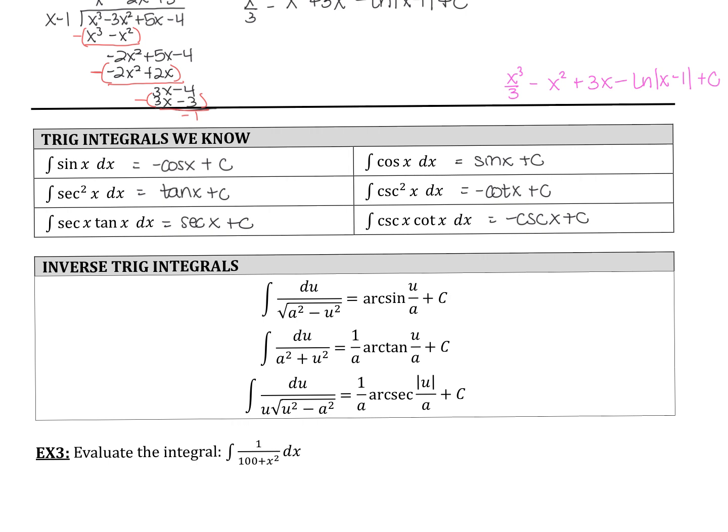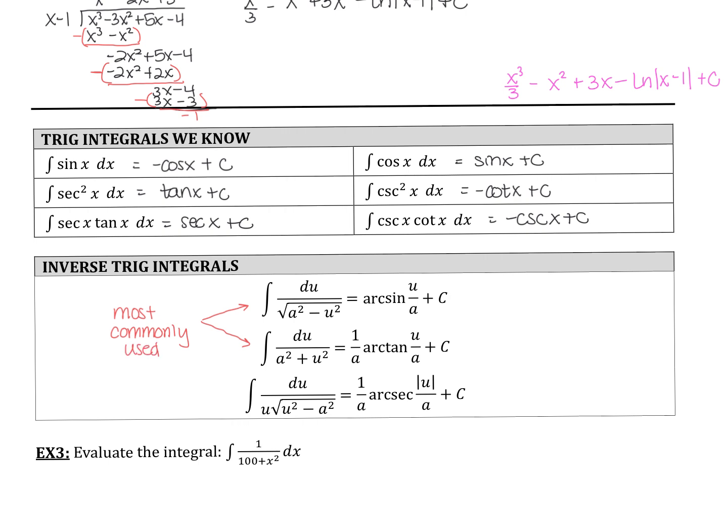Now, we have not talked about our inverse trig integrals, meaning what happens if I want to take the antiderivative of something, or what is the derivative of arcsine? What is the derivative of arctangent? We really haven't focused on those. There are two primary ones. I'm going to give you three because three could be used, but the ones you will see most often are the ones for arcsine and arctangent.